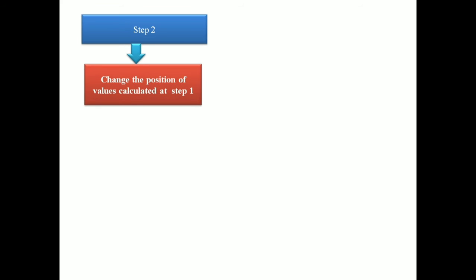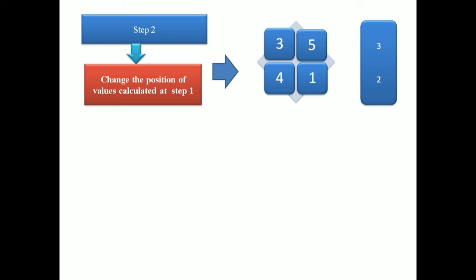Then step 2: change the position of the values calculated at step 1. You have calculated the values at step 1, you just change the position. You have to put 3 on top and 2 in the position of 3. In the same way, you can interchange 1 and 4, and 4 and 1. Just change the values, that is 4 first and 1 in the second one. So this is step 2.